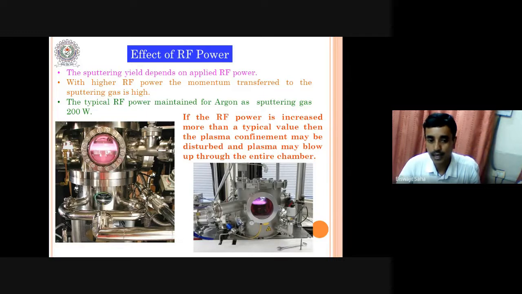Sometimes what happens, the arcing of the electrodes or some other control systems causes the plasma to spread over the entire system. That is why the fluid dynamics related circuits are used. Fluid dynamics driven circuits are used in the plasma system inside the chamber.